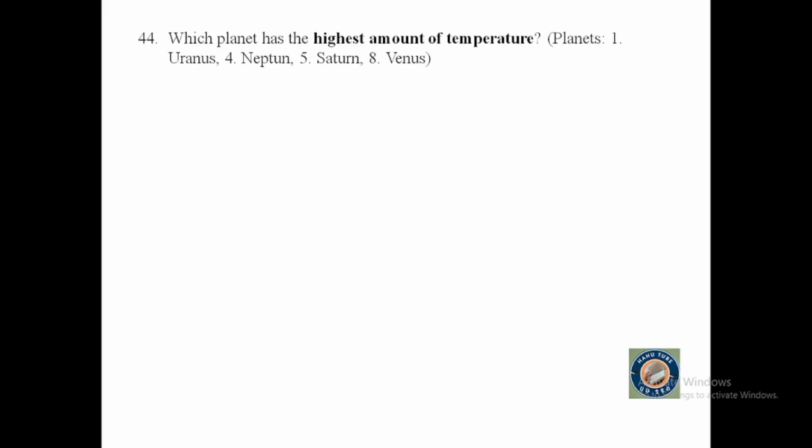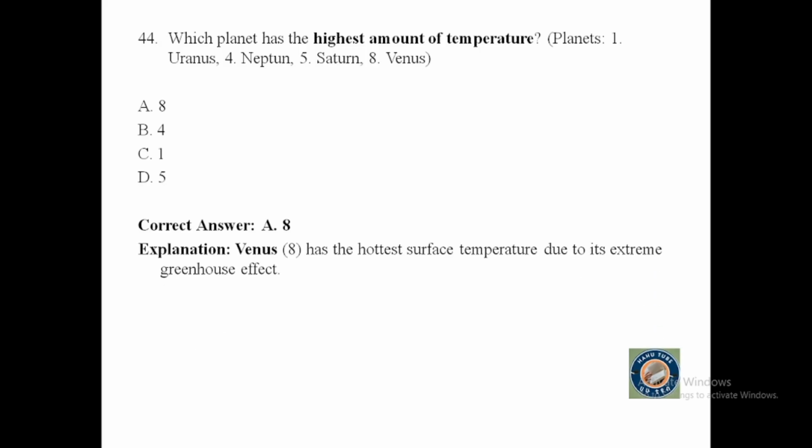Question number 44. Which planet has the highest temperature? Uranus, Neptune, Saturn and Venus. From this, A. 8, B. 4, C. 1, D. 5. The answer is 8. Venus has the hottest surface temperature due to its extreme greenhouse effect.